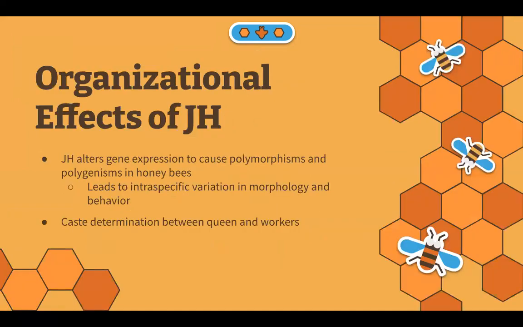So JH can have organizational effects in honeybees by altering gene expression to cause both polymorphisms and polygenisms within honeybees, and this can lead to intraspecific variation in morphology and behavior. And a great example of this is actually through caste determination between the queen bee and the worker bees.